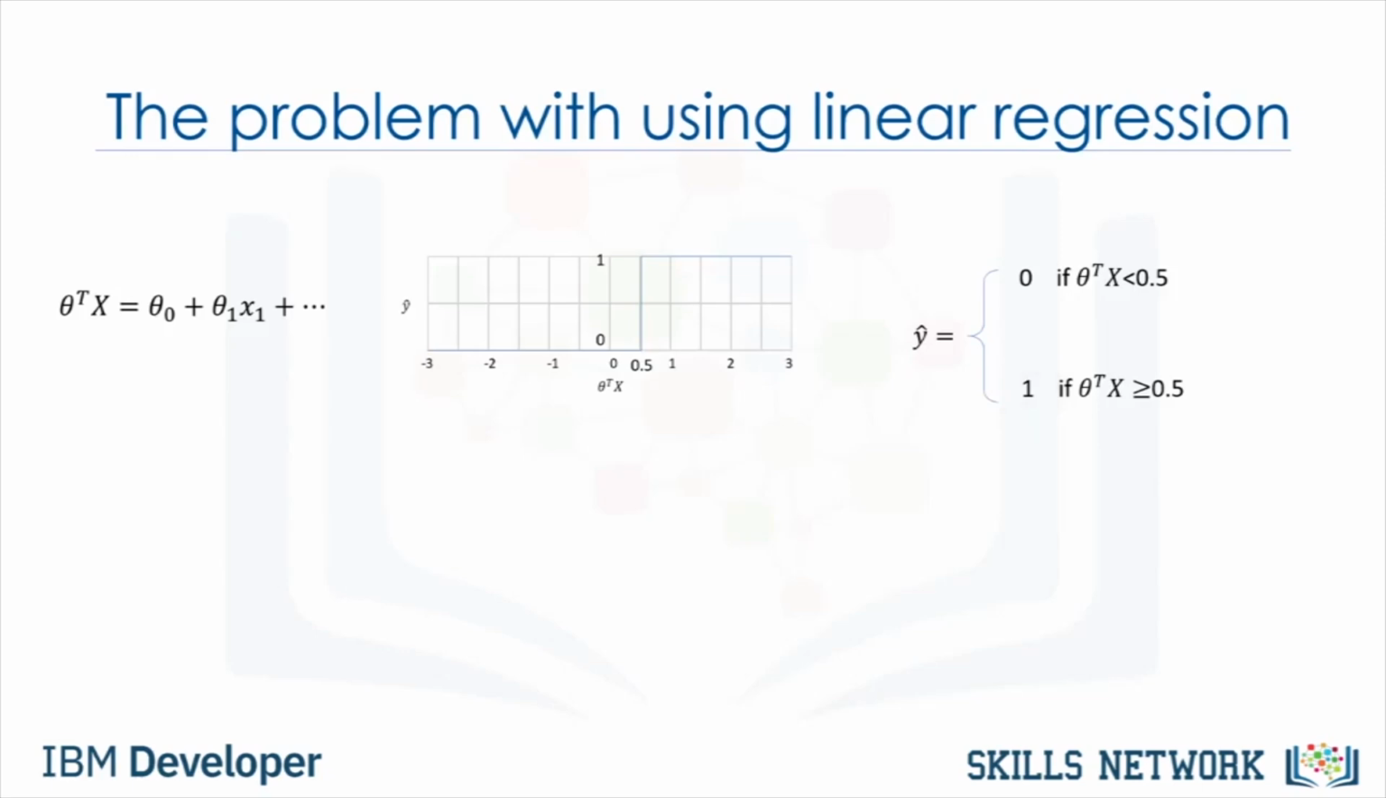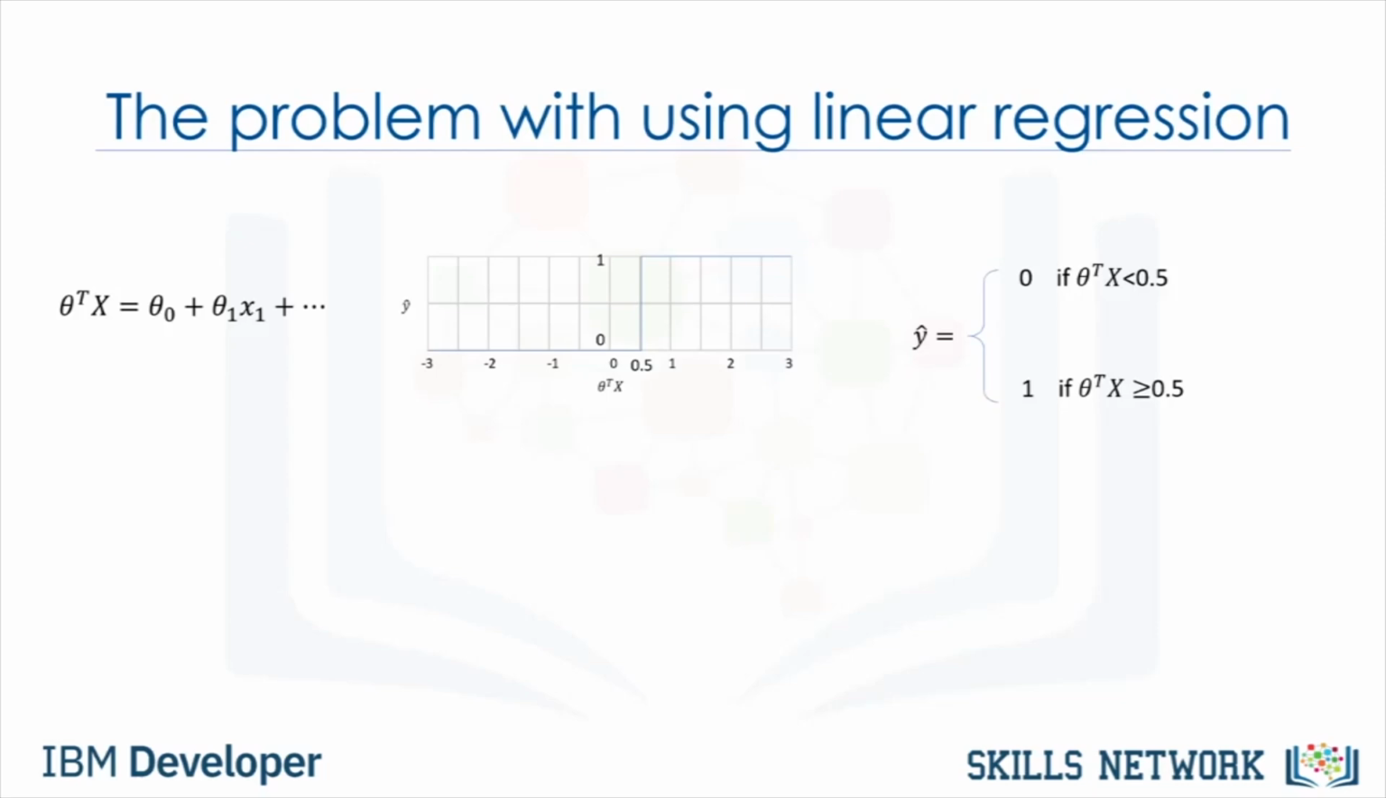Instead of having this step function, wouldn't it be nice if we had a smoother line, one that would project these values between 0 and 1? Indeed, the existing method does not really give us the probability of a customer belonging to a class, which is very desirable. We need a method that can give us the probability of falling in a class as well.